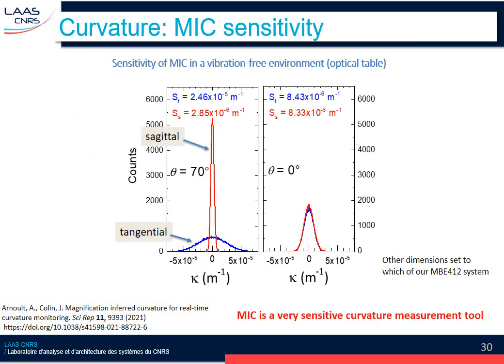So now, if you look at these sensitivity results we obtain with this system, in a vibration-free environment, you see that at normal incidence, the sensitivity obtained is larger than the one we get in the sagittal direction when we are in the tilted configuration. Whereas in the tangential direction, the sensitivity is worse than the one we get at normal incidence. So to get a higher sensitivity, it's better to use this tool in the tilted configuration and to look just at the data acquired in the sagittal direction.